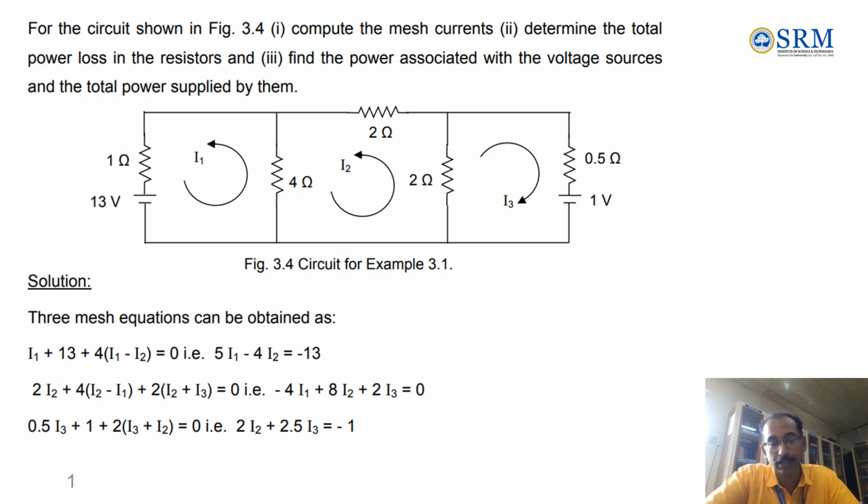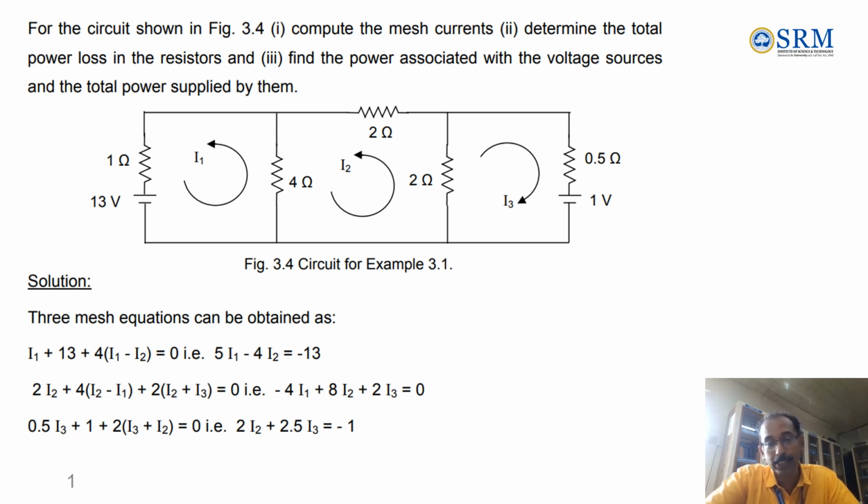In addition to that, a few more closed paths are there. The outer closed path, I mean 1 ohm, 2 ohm, 0.5 ohm, 1 volt, 13 volt, constitutes a closed path. This also we can call a loop. This one, I mean 1 volt, 1 ohm, 2 ohm, this 2 ohm and this 13 volt, constitute a closed path. This also we can call a loop. This one, 4 ohm, 2 ohm, 0.5 ohm, 1 volt, constitutes a closed path. This also we can call a loop.